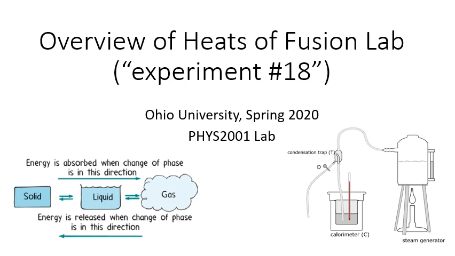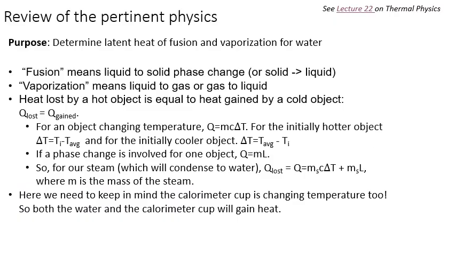That is the heats of fusion and also vaporization lab. That's called experiment number 18. So in this lab, what you basically do is you're going to measure the latent heat of fusion and vaporization of water with a pretty neat device. It's unfortunate you don't get to work with it in person. You're going to add steam to a cup and then add ice to a cup and use that to measure these latent heats.